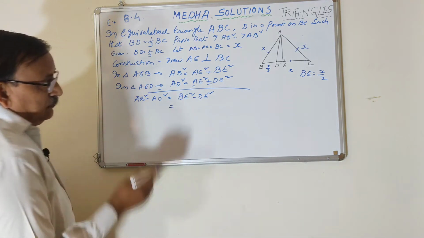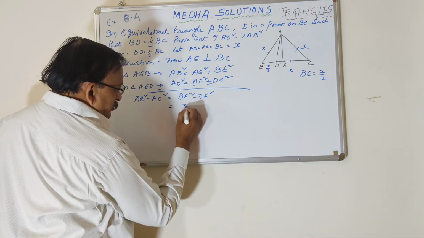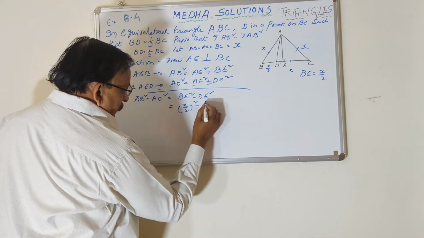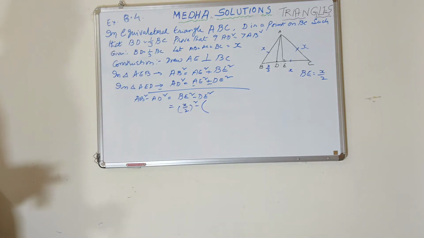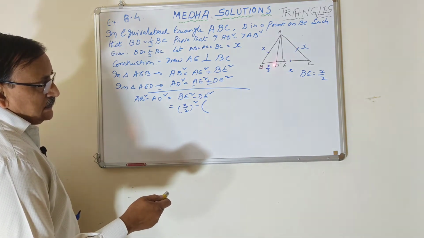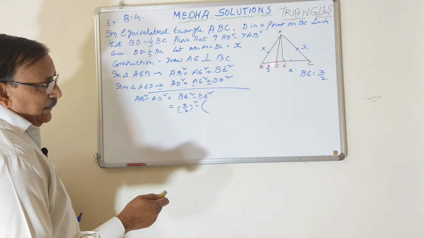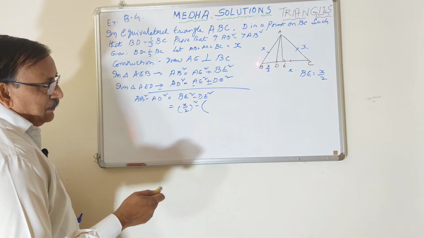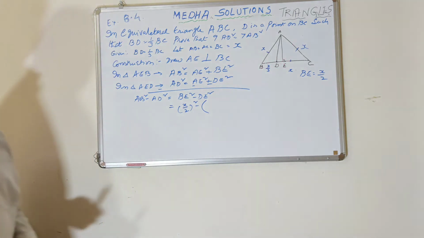That is equal to BE, we know BE is x by 2, whole square, minus DE. We don't know DE, but we can find DE in terms of x. How? See, here BE is there and BD is there. For DE, subtract BD from BE, and you will get the value of DE.